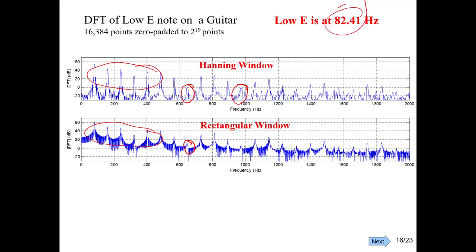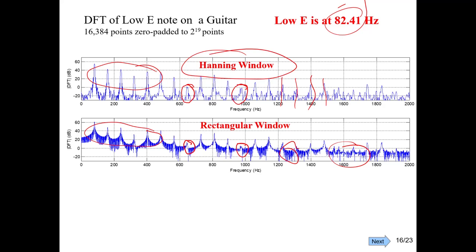But down in the rectangular, I can't even really tell. Is that really something there or not? And now you start getting up here, I can still see things spaced on the harmonic range, but I don't know whether I'm seeing anything real here or not. So this is clearly showing, for this application, the advantage of the Hanning window.